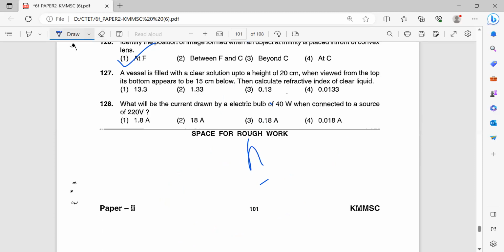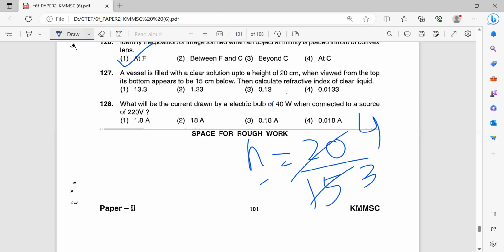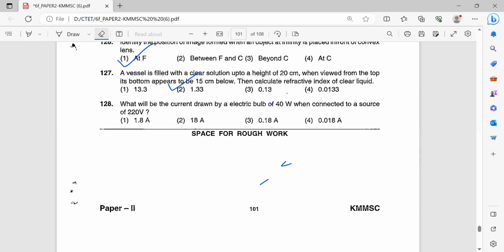So N is equal to actual height, which is 20 centimeter, divided by appeared height, which is 15 centimeter. 5 4s are 20, 5 3s are 15. So when you divide, you will get it around 1.33. So option 2 is the right answer.